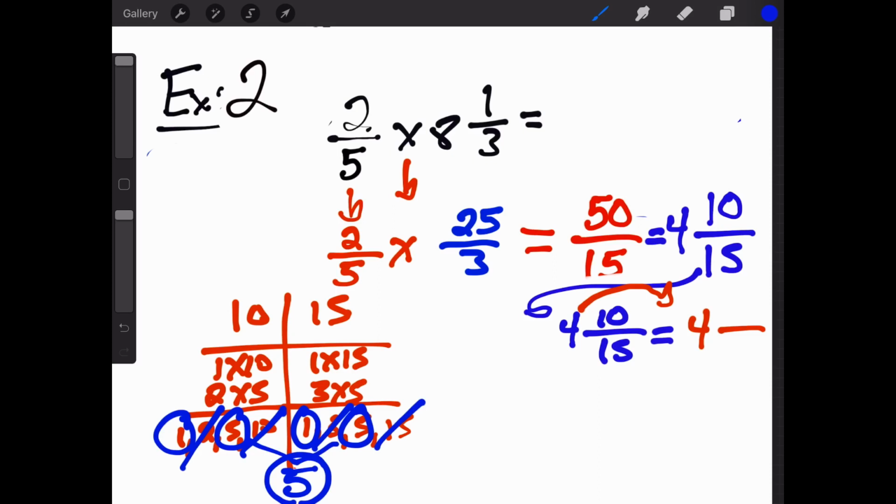Okay? So you're going to divide by 5 on top, and you can divide by 5 on the bottom. 10 divided by 5 is 2. 15 divided by 5, I'm sorry, is 3. So your answer would be 4 2/3. All right? And that was example 3, I'm sorry, not 2. All right? Excellent. Good luck.